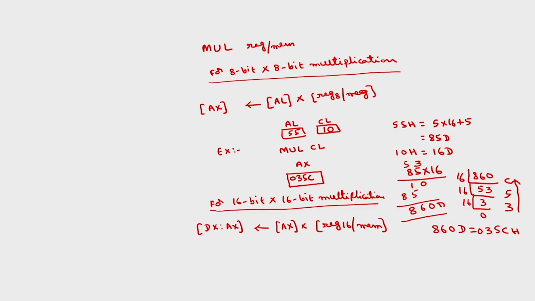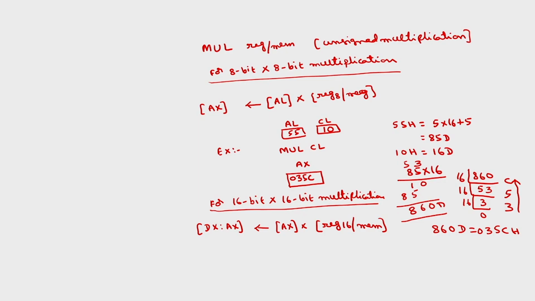This is because if you multiply two 16-bit numbers, the maximum result will be 32-bit, so it is stored in two 16-bit registers. The most significant 16 bits are stored in DX and the least significant 16 bits in AX. This is the 8-bit and 16-bit multiplication, but it is called unsigned multiplication, where we assume the data to be unsigned numbers.